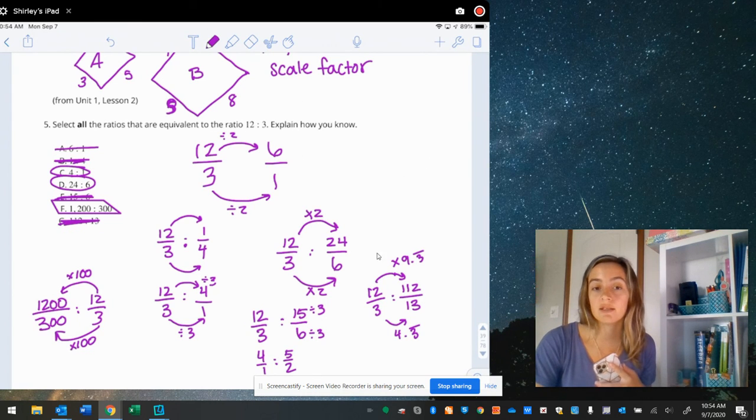Explain how you know. This is perfectly fine for your explanation, right? I can see here that my scale factors were the same. Down here, my scale factors were different. So my only equivalent ratios would be 4:1, 24:6, and 1200:300.